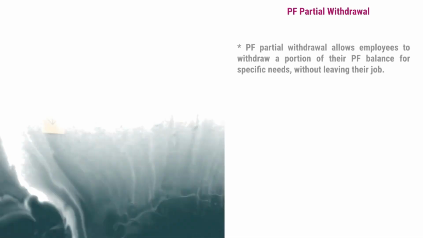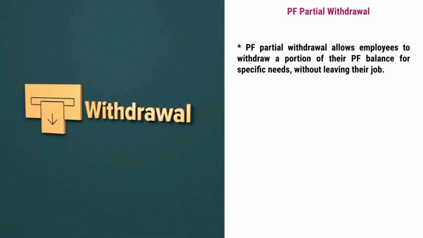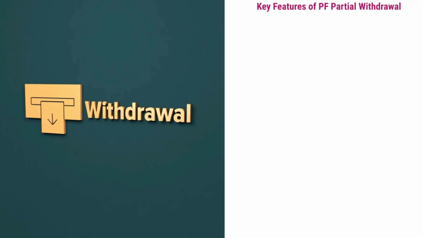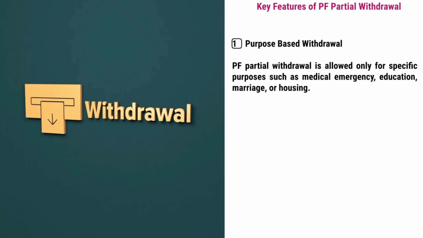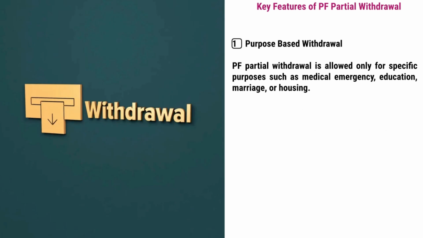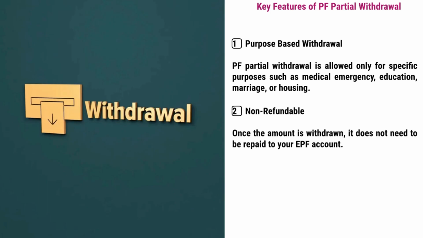The PF Partial Withdrawal allows employees to withdraw a portion of their PF balance for specific needs without leaving their job. These withdrawals are also called PF advance, that is Form 31, and in most cases they are not refundable. The key features of PF partial withdrawal. Purpose-based withdrawal. The PF partial withdrawal is allowed only for specific purposes such as medical emergency, education, marriage, or housing. Non-refundable. Once the amount is withdrawn, you do not need to repay to your EPF account.